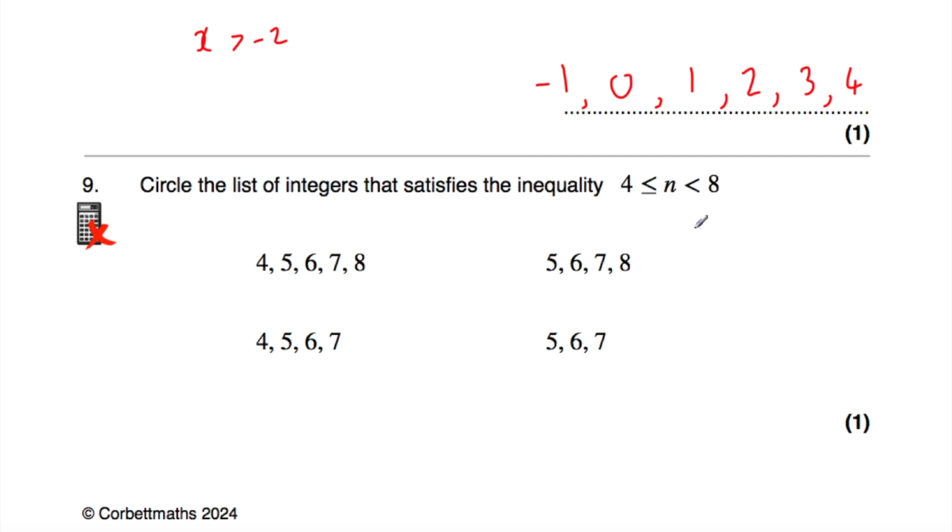So greater than or equal to 4, so that'd be 4, 5, 6, 7, but it says less than 8, so that's it. So it's going to be this option here, and that's it. Okay, let's look at our next question, question number 10.